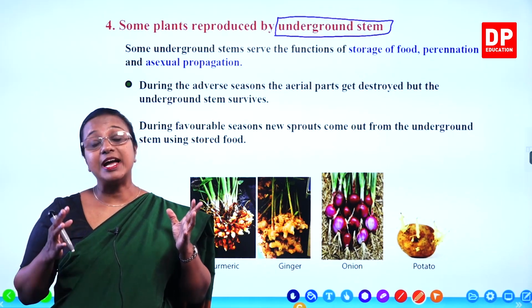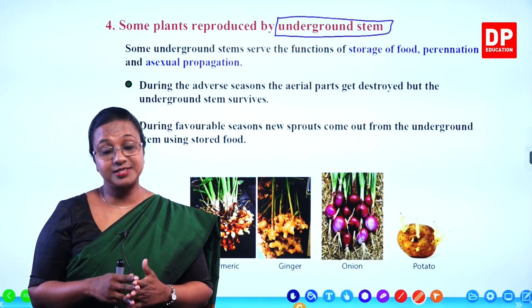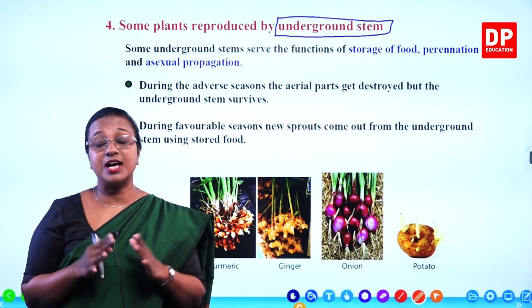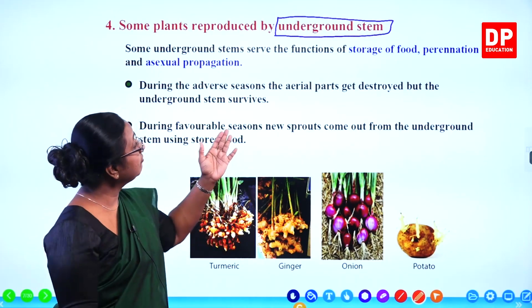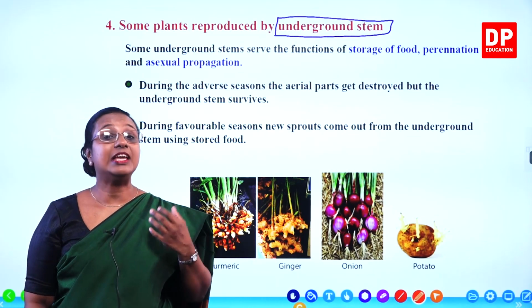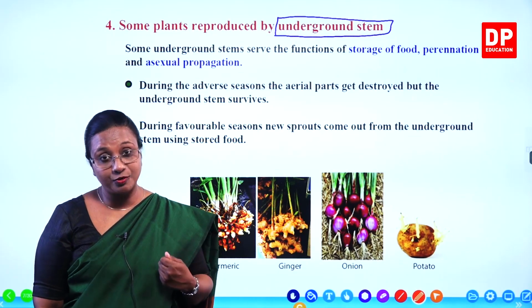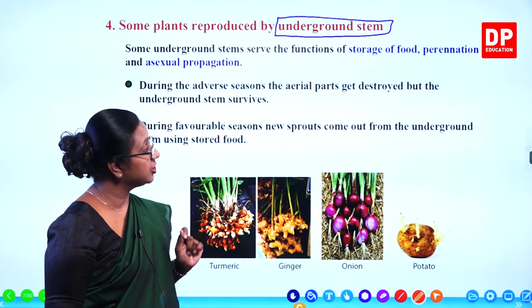So you all know why plants store food. They store it for their uses, and that is useful to us because we eat those storage parts. If it is the stem that stores food, for example potato, we can eat that potato as food. So that is one function of the underground stem, storage of food.